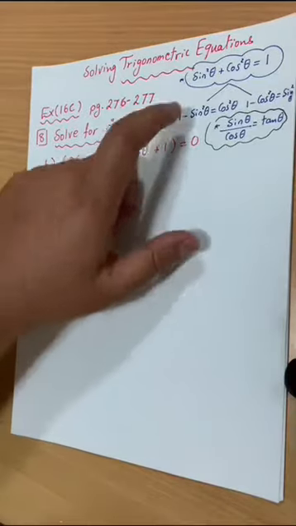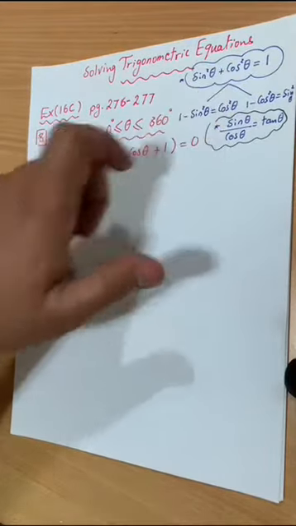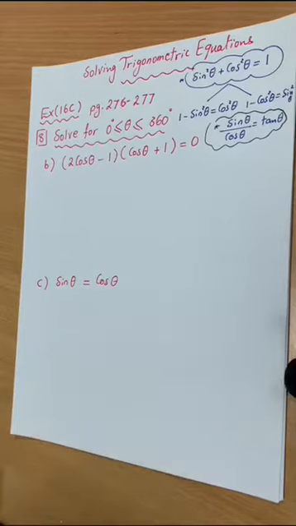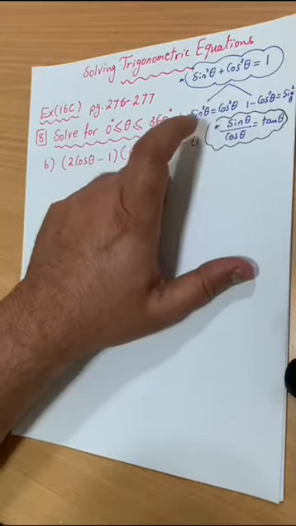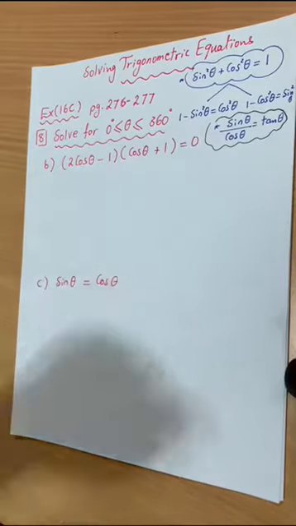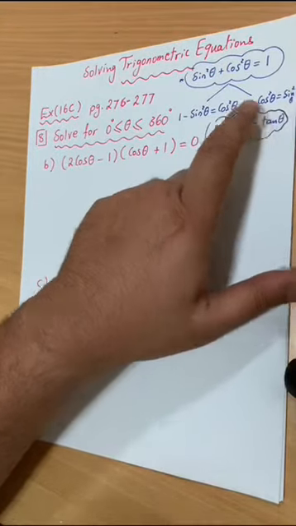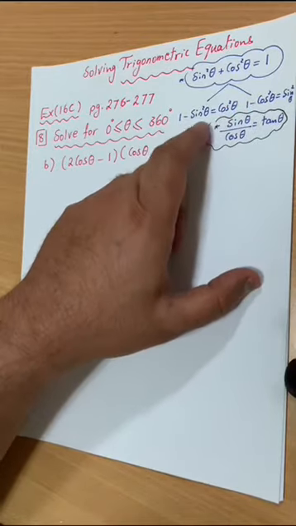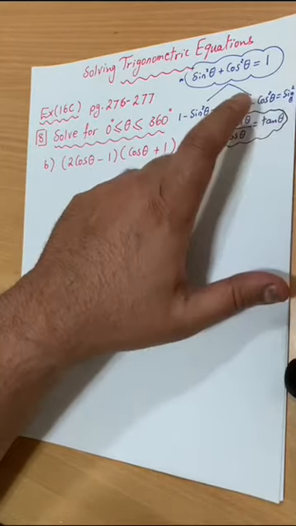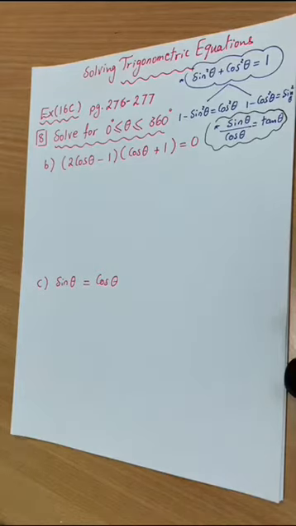Okay, so remember that from sine squared plus cosine squared, which is equal to 1, we can get two more identities. We can write cosine squared in terms of sine squared, and we can write sine squared in terms of cosine squared. So cosine squared is 1 minus sine squared, and sine squared is 1 minus cosine squared.